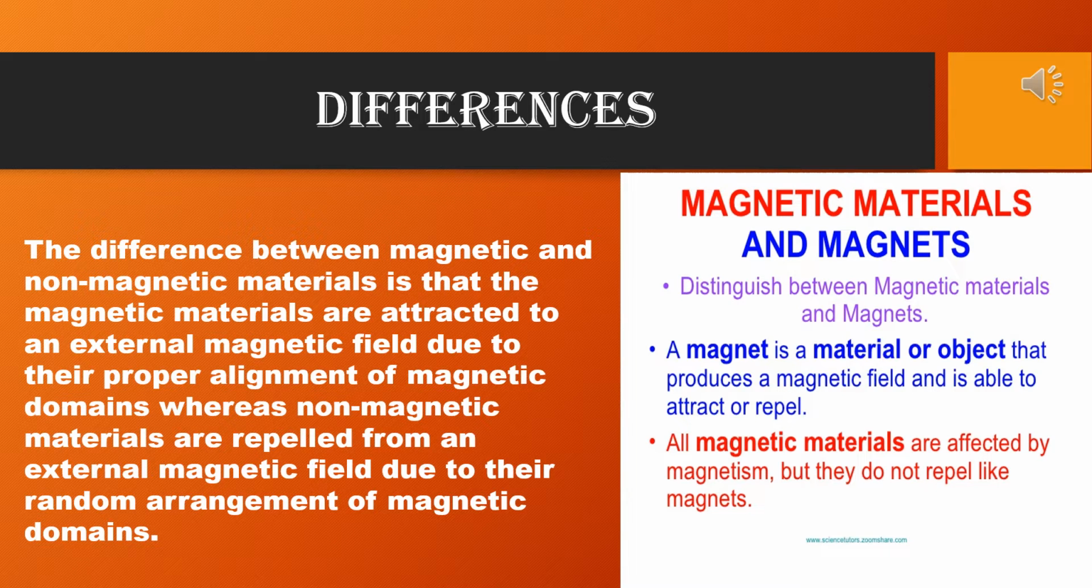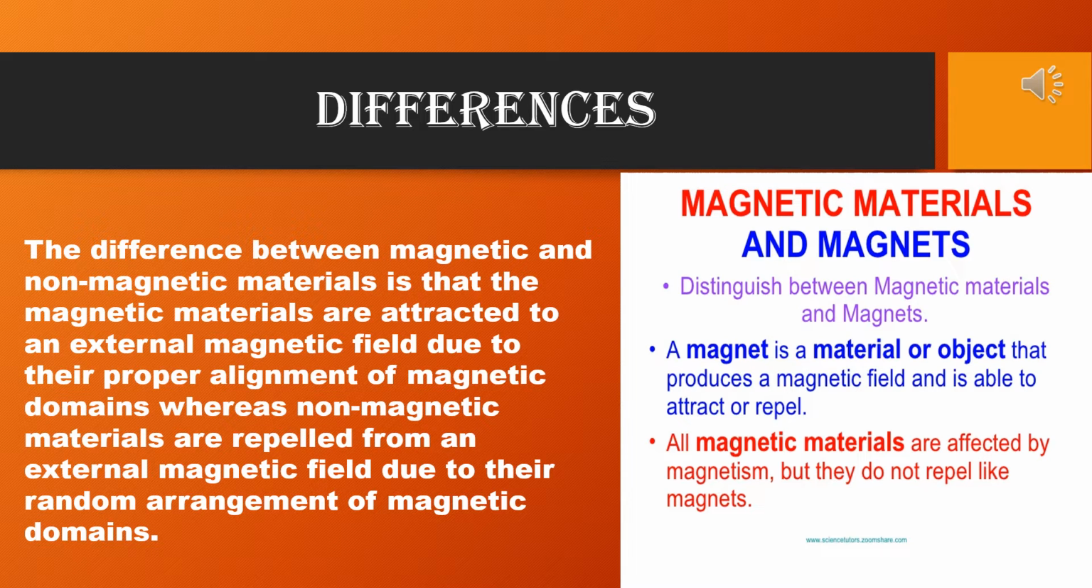But there are some differences between magnetic materials and magnets also. So a magnet is a material or object that produces a magnetic field and is able to attract or repel. But all magnetic materials are affected by magnetism, but they do not repel like magnets. So repulsion is the one and only separate property of a magnet.